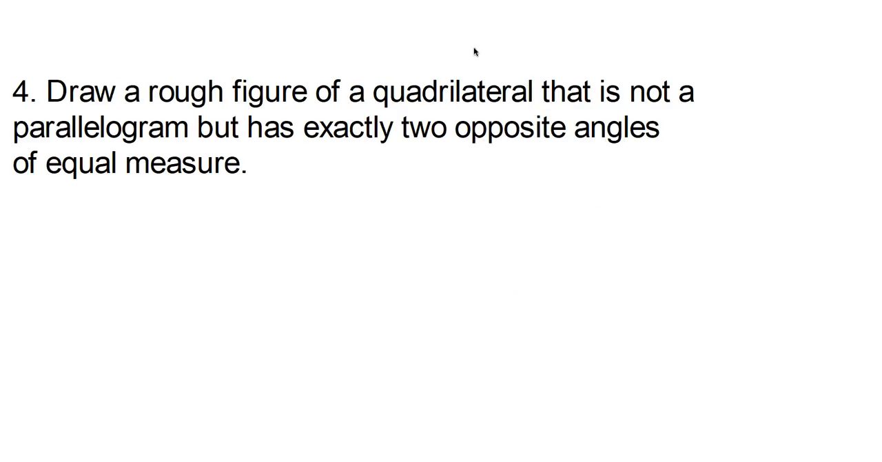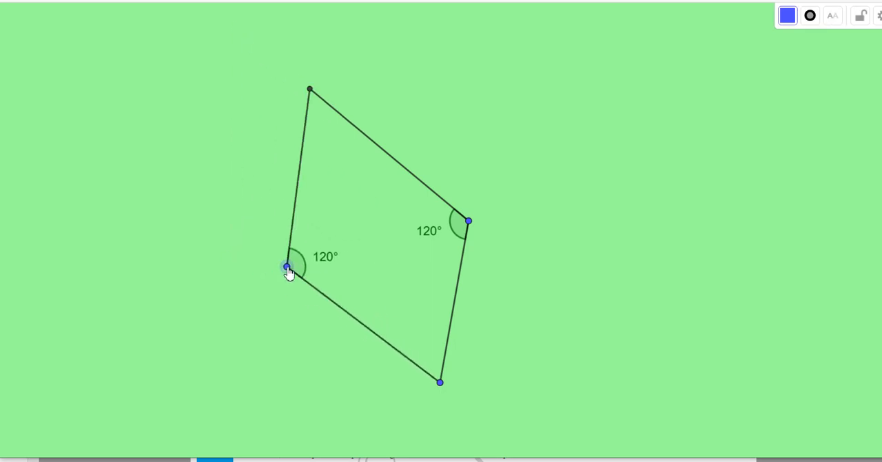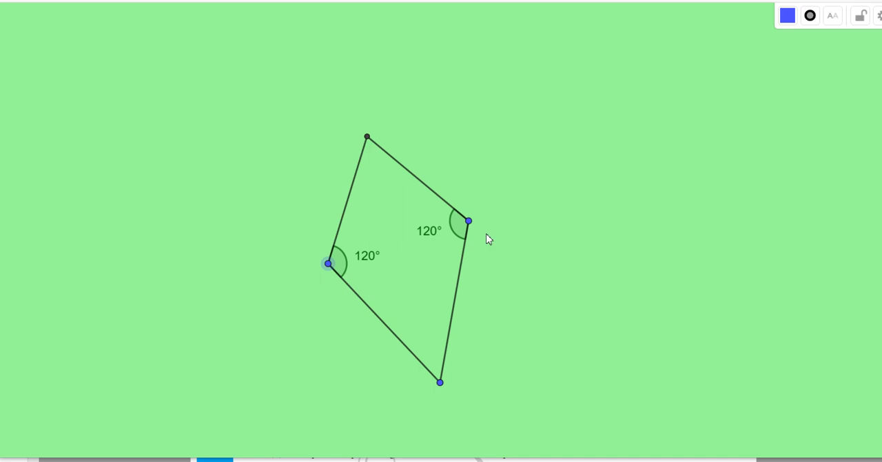Draw a rough figure of a quadrilateral that is not a parallelogram but has exactly two opposite angles of equal measure. Here you can draw any parallelogram having opposite angles equal. Here a kite, rhombus, everything you can draw. Sorry, rhombus you cannot draw, it should not be a parallelogram. So you have to draw accordingly. You can draw a kite. Kite is not a parallelogram.